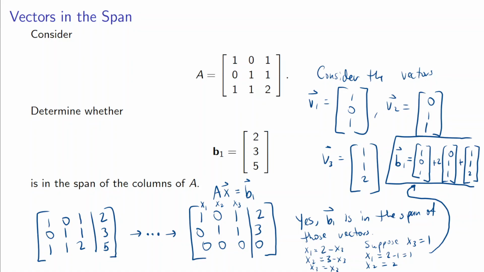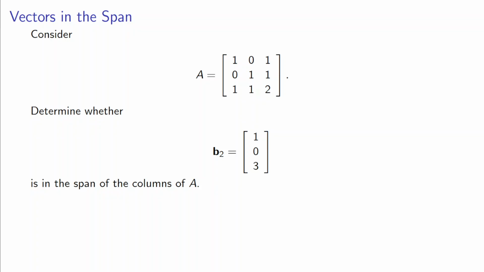If you go through and do all this math, you would see that b1, let's quickly do that calculation, 1 plus 0 plus 1, so yes, we do get 2. 0 plus 2 plus 1, we get 3. 1 plus 2 plus 2 is 5. So that does, in fact, work. And we can see not only is b1 in the span of these vectors, but there are infinitely many linear combinations of those vectors that would get us to b1, since we did have a free variable.